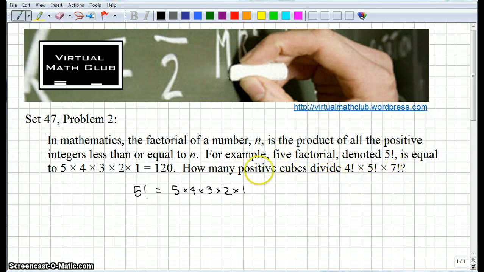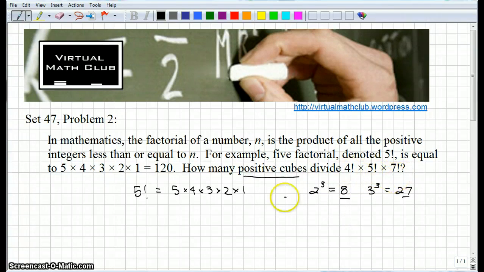So, first of all, the positive cubes. What's a positive cube? Well, the cube of a number is just, like 2 cubed equals 8, right? Or 3 cubed is equal to 27, right? So we want to know how many numbers that are cubed, like 8 or 27 or any other cubes, 5 cubed or 15 cubed, who knows what, all divides this. So let's try and figure that out. So how many cubes will divide into this number?